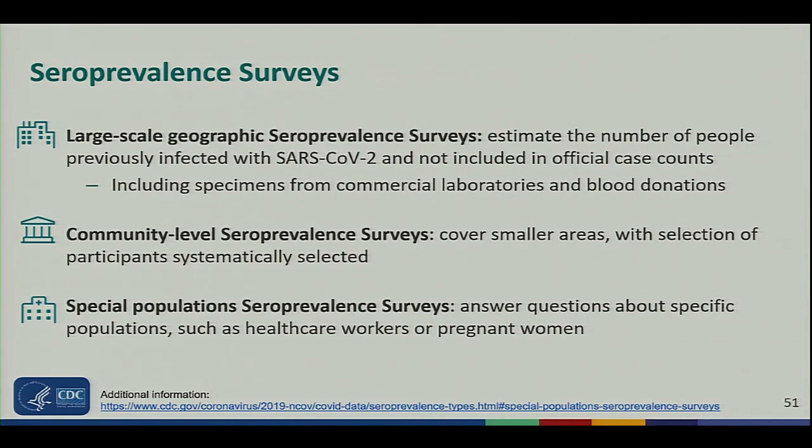Next, just a brief overview of some ongoing serology studies. There are numerous seroprevalence surveys underway or about to begin. First, large-scale geographic seroprevalence surveys to estimate the number of people previously infected with SARS-CoV-2 and not included in official case counts. These include specimens from commercial labs and blood donations. Next, there are community-level seroprevalence surveys that cover smaller areas, but where the selection of participants can be systematically selected. And finally, there are special population seroprevalence surveys meant to answer questions about specific populations, such as healthcare workers or pregnant women.